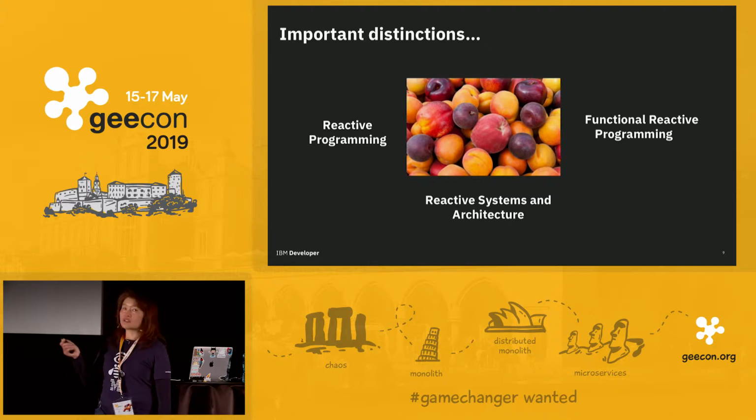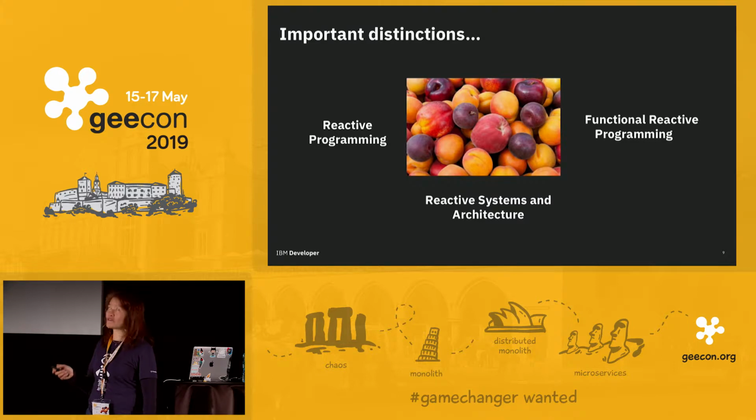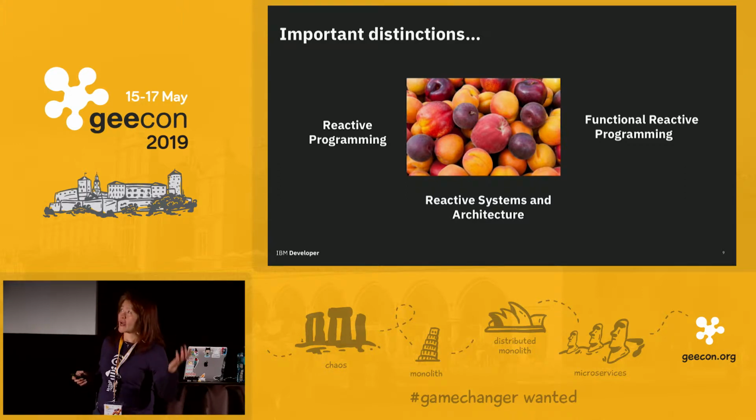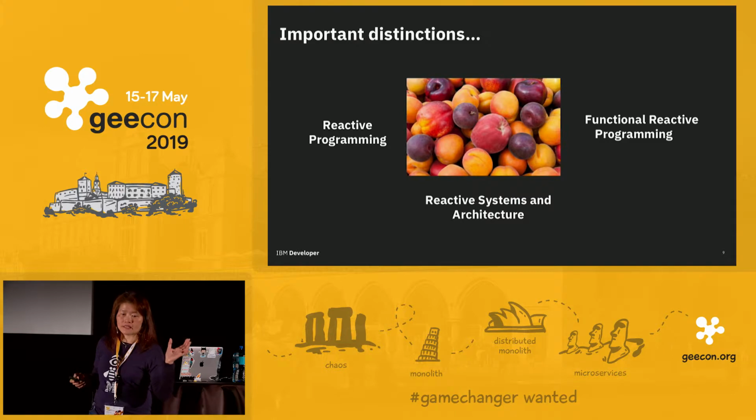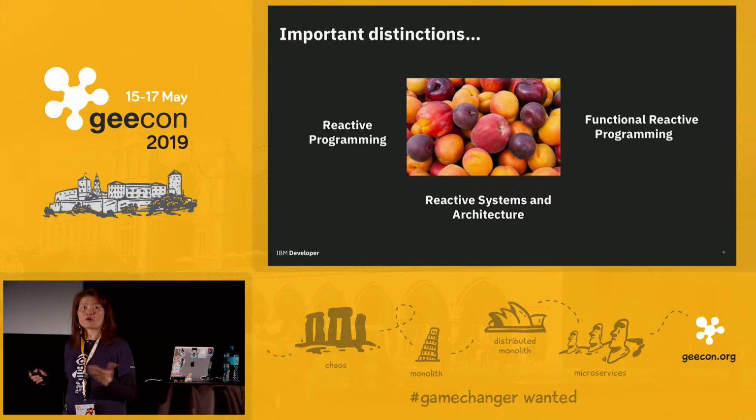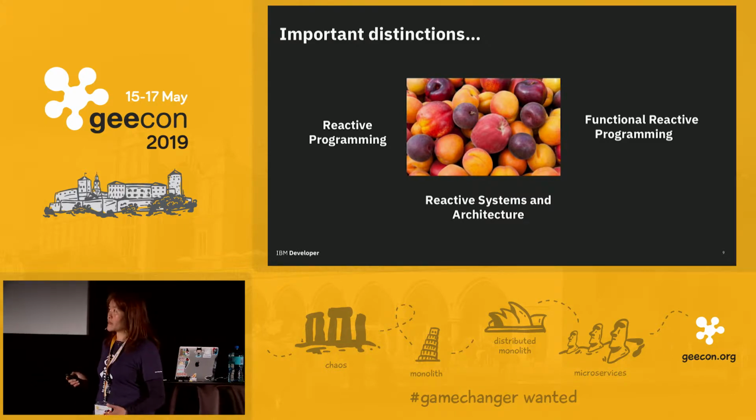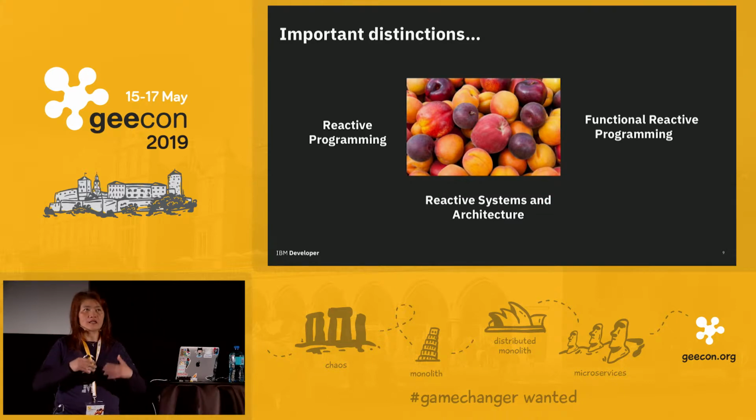First of all, let me also point out there are some important distinctions. I use a picture of a fruit, because when you look at fruit, they are really not the same. It looks like they are fruit, but likewise, reactive programming is not the same as functional reactive programming, even though there's some usage in reactive programming that utilizes a functional programming style, but they are not the same. And then, of course, reactive systems and architecture is bringing reactivity to another level. So I'll go into that.